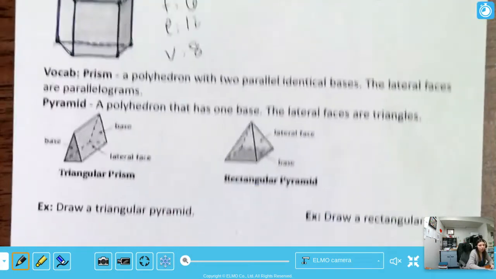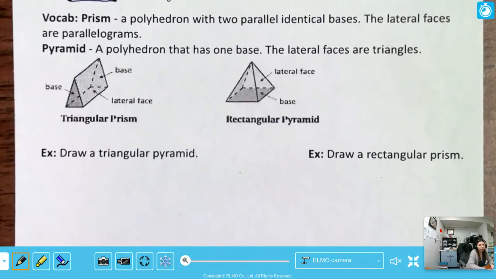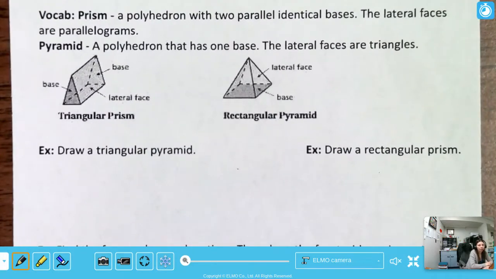Now we're going to move on to the next couple vocab terms, prism and pyramid. A prism is a polyhedron with two parallel identical bases. The lateral faces are parallelograms. So that means on a prism, there should be two bases. I should be able to hold the prism with both of my hands like this, and my hands should be parallel. Those two bases should be parallel. However I'm holding it should make my hands seem parallel.